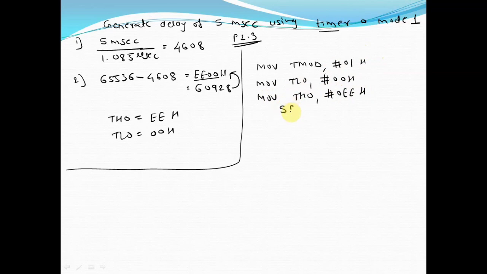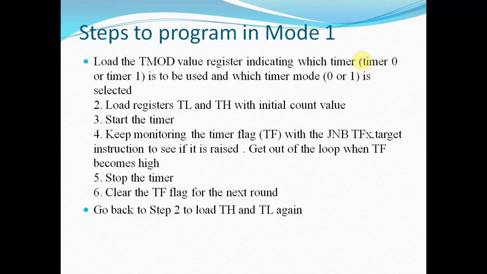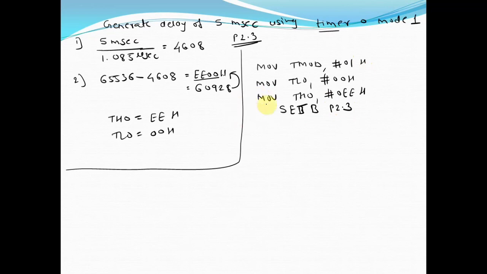Then as we are going to toggle this pin, I am going to write SETB port pin 2.3. Now once you do this, you have to start the timer. So for starting the timer, again we have to use SETB, and here we are using the timer TR0, so SETB TR0. Now we are going to monitor the overflow flag for timer 0. So I am going to write JNB TF0 to some label, and I am giving the control at the same instruction again.